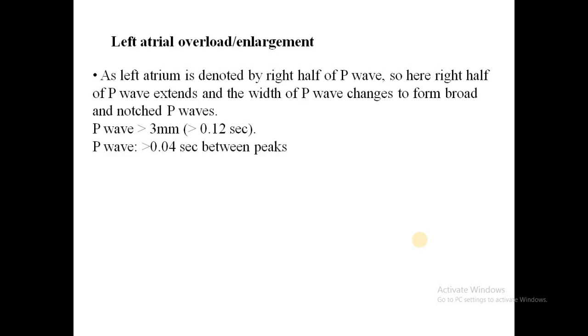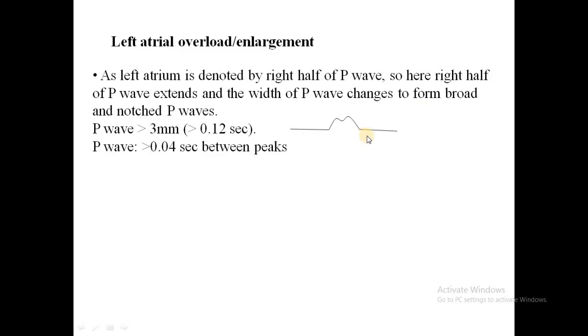In the earlier condition the duration was not changing, the change was the length, the height. Here the height will not be so abnormal, but the duration will change because the left atrium has enlarged and the wave of depolarization is taking more time to depolarize the whole left atrium. As the left atrium is denoted by the right half of the P wave, here the right half of the P wave extends and the width changes to form a broader P wave and a notched P wave. So the P wave here will be more than 3 millimeter broader, that is more than 0.12 seconds, and the notched P wave, which I have said, will be something like this.